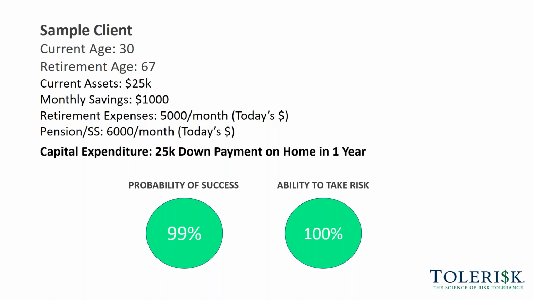Let's add $25,000 for a down payment on a house in 1 year. Now, that's actually not going to really compromise their probability of success materially, but their ability to take risk now on that $25,000 is significantly reduced, and that's to reflect the fact that they're using, at least with their current assets, and maybe not all of it because they're still accumulating, but they're using these assets in a short period of time in a year. So that's your easy example if trying to reconcile these two concepts.